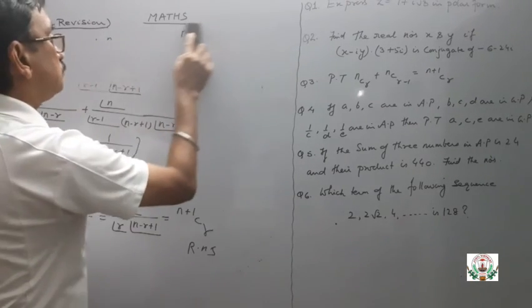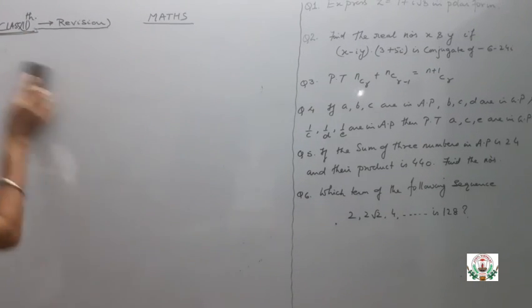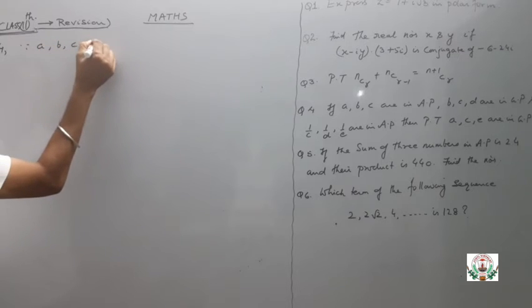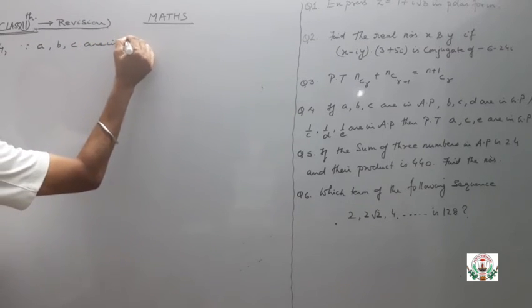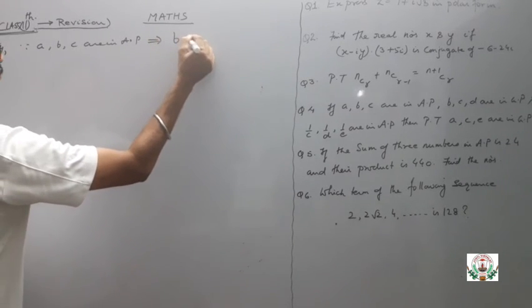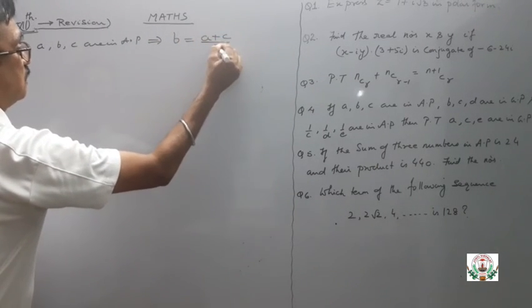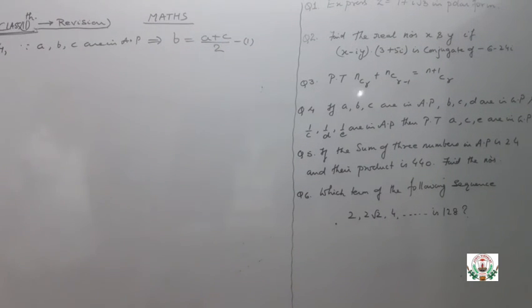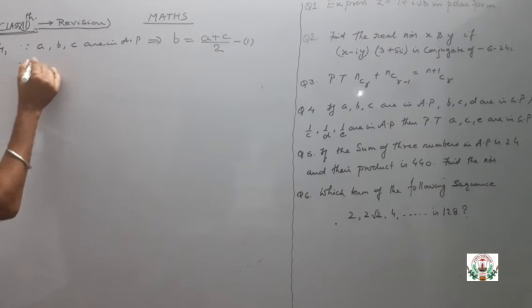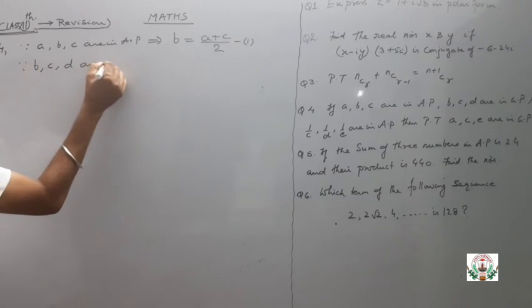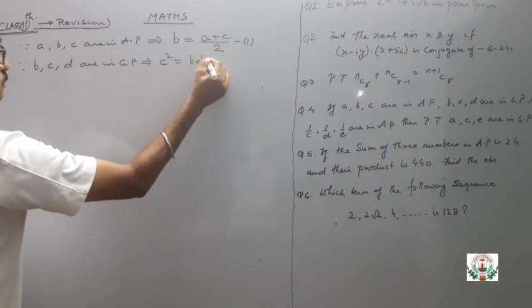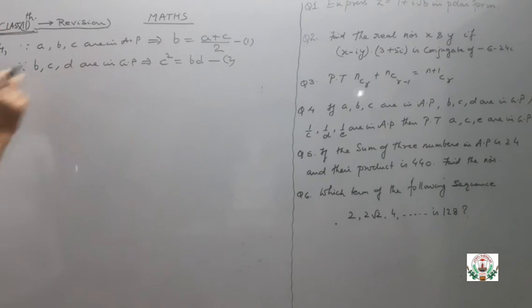Now we come to question number 4. If A, B, C are in AP, since A, B, C are in AP, when three numbers are in AP, the middle one will be equal to the sum of the first and the last divided by 2. That is B equals A plus C by 2. And B, C, D are in GP. Since B, C, D are in GP, when they are in geometric progression, the middle one's square equals the product of the first and the last number. C square equals B into D.